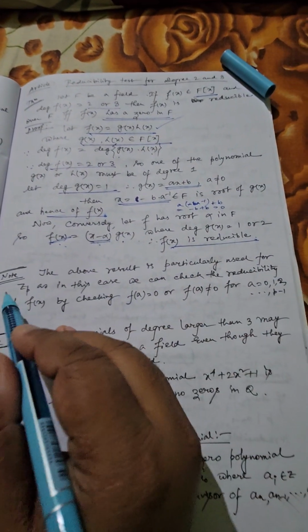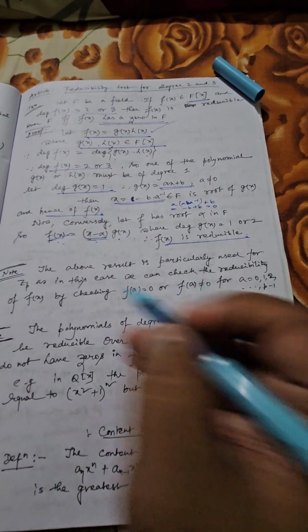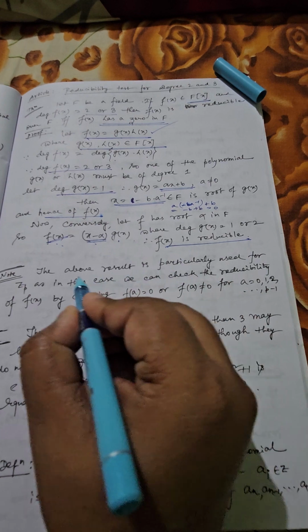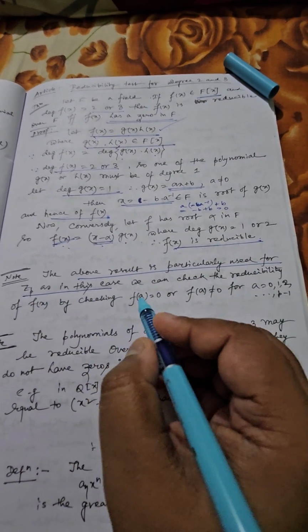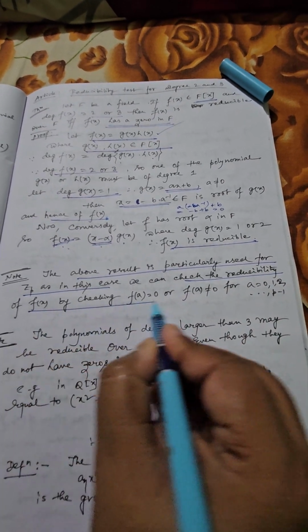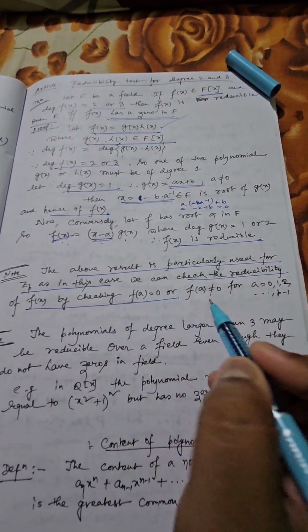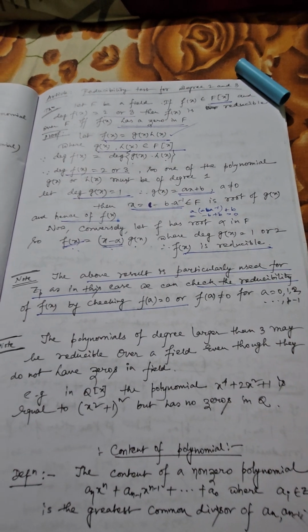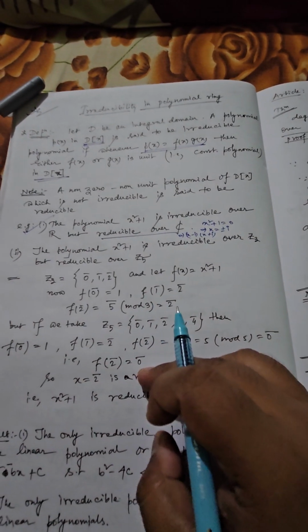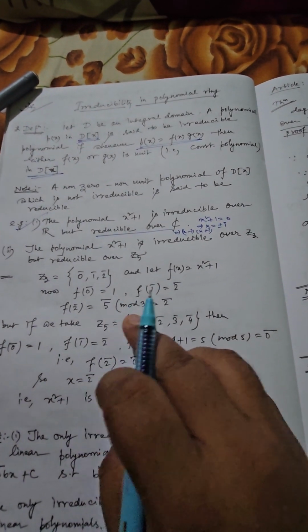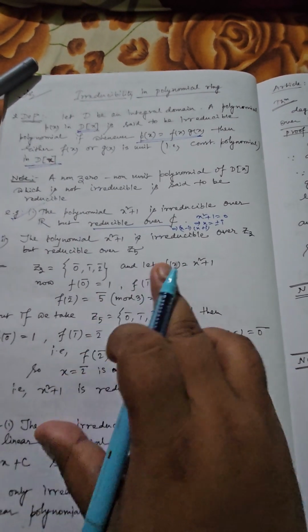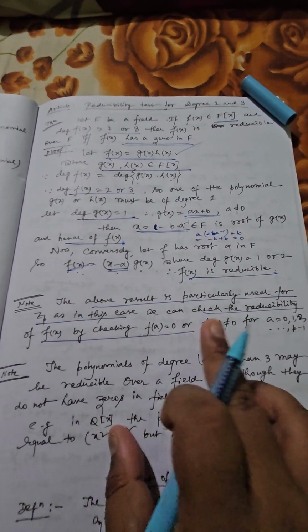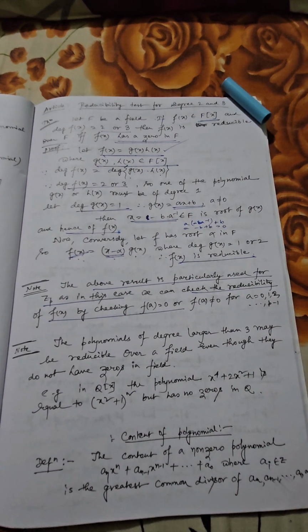Now you can use this result in a particular case, here I have mentioned that one. You can use the above result particularly for Z p, because in this case we can check the reducibility of f(x) by checking f of a equal to 0 or f of a not equal to 0. Just remember this example. Here we have used all possible residue classes to put in the place of x, and we have checked whether the value is 0 bar or not. So here also f of a equal to 0 or f of a not equal to 0, that is the main important part.